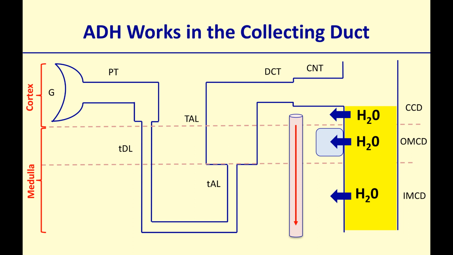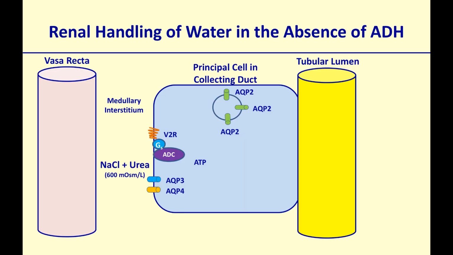So we'll look at this in more detail. Let's look at what happens here. As I mentioned, the principal cells, the cells responsible for water reabsorption, are in the collecting duct, and they have two sides. We have an apical side that is facing the lumen of the nephron, in yellow, and a basolateral side that is facing the interstitium, in yellow, and the vasa recta, which are the capillaries.